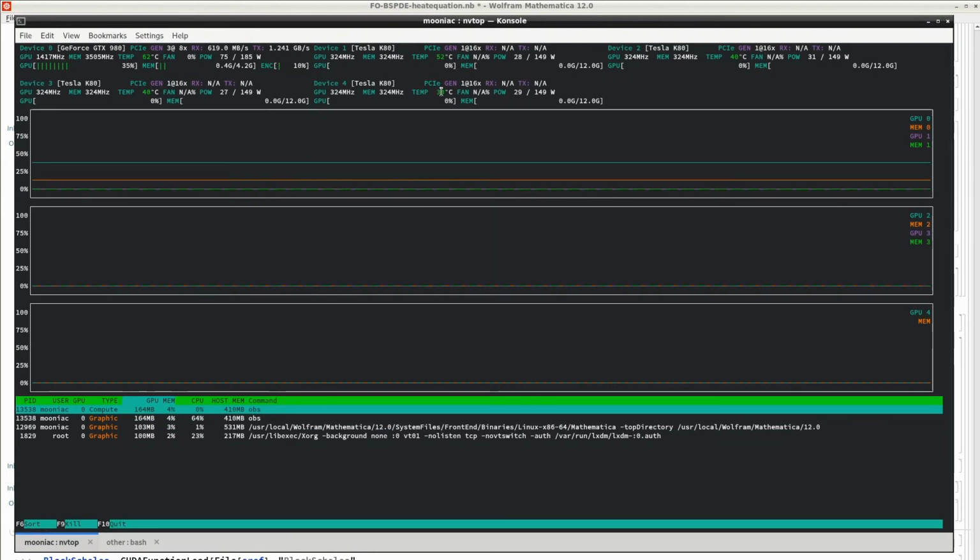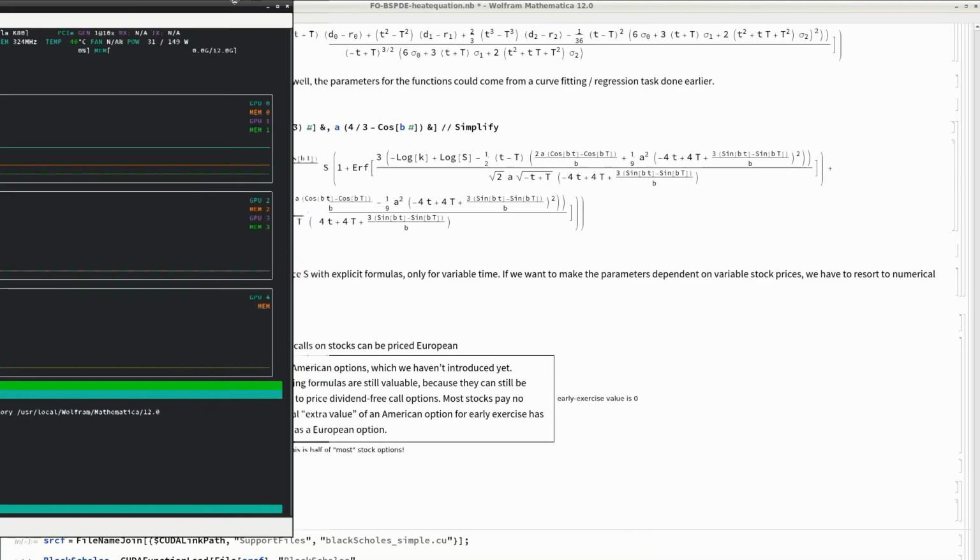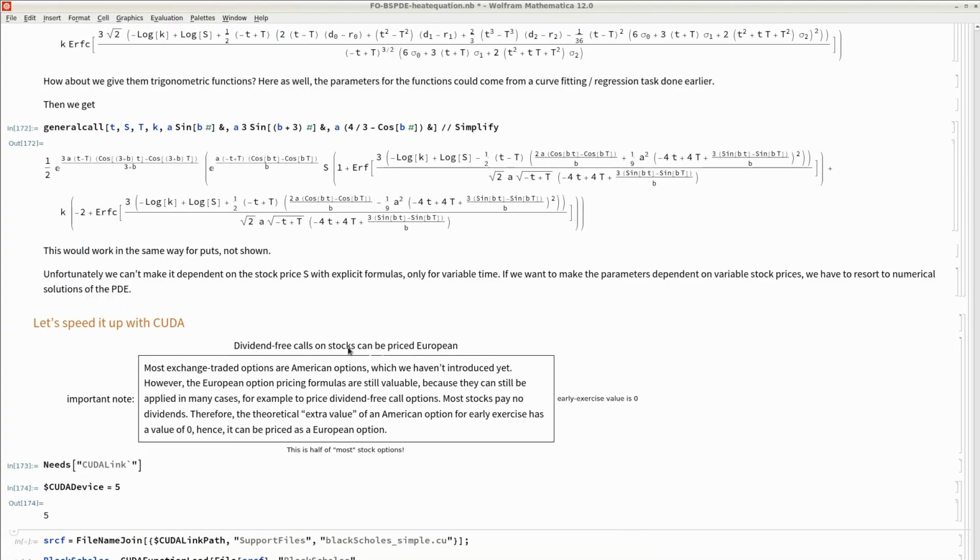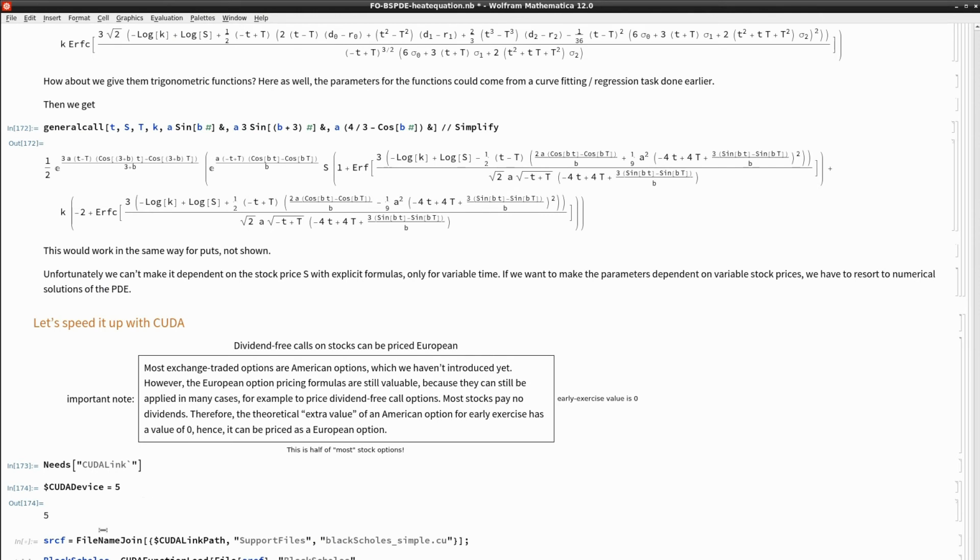GPU 5 is at 30 degrees, while the other ones are warmer. The fifth GPU that I have has the best cooling.